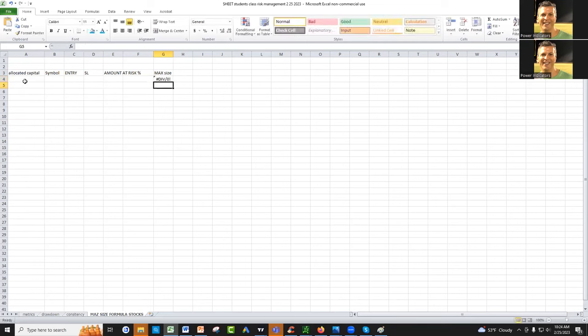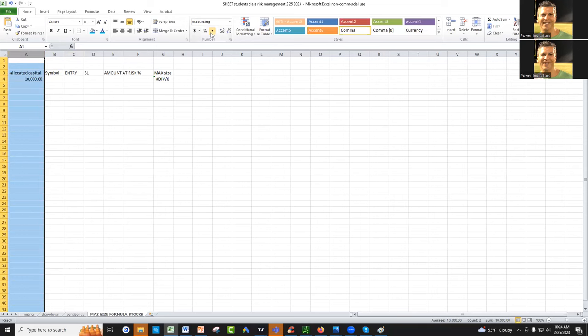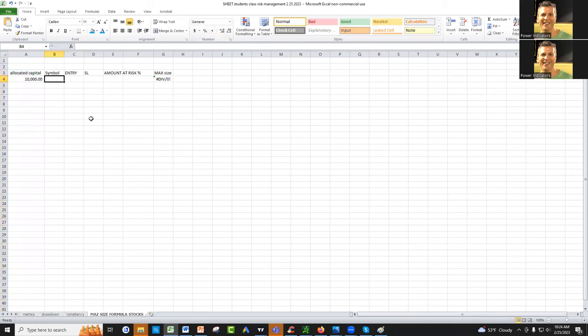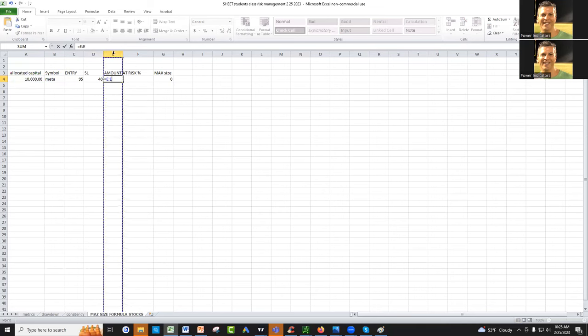So look here in my scenario, I have $10,000 accumulated. So let's put numbers like this, boom. I have 10,000, it's Tesla, not Meta. My entry is 95. My stop loss is 40 points. My amount at risk is, so you could put the percentage, you could say this one equal the capital times the percentage at risk. So maybe we could include another column called the risk factor.